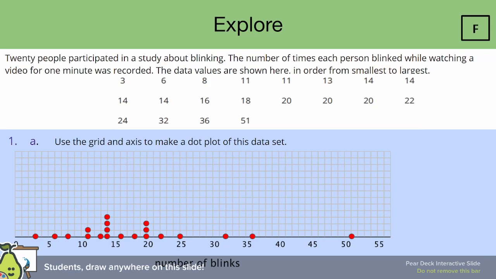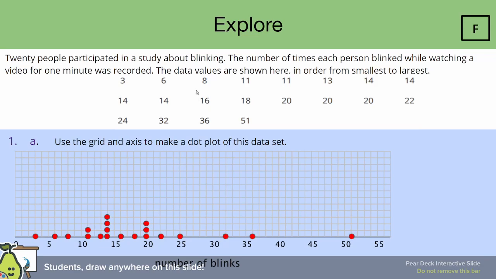All right, welcome back. One of the things that you might have noticed is we have 20 people here, or 20 sets of data, which means the middle of that should be number 10 and number 11. So why don't we count? 1, 2, 3, 4, 5, 6, 7, 8, 9, 10. So the 10th number is the number 14. The 11th number is the number 16. So essentially, between these two numbers would be the median. So the question is, what number would go between 14 and 16? So go ahead, pause the video and let me know. What do you think the median is here?